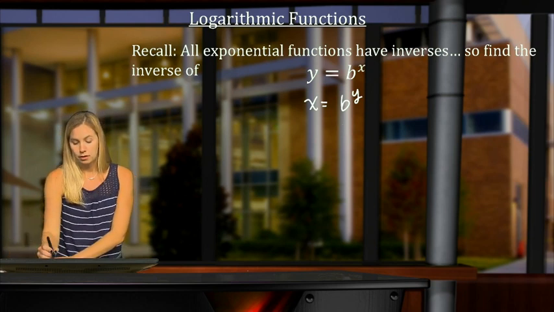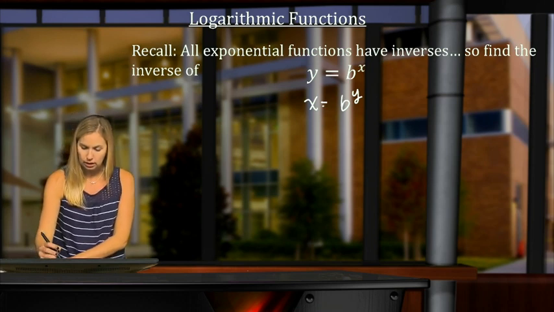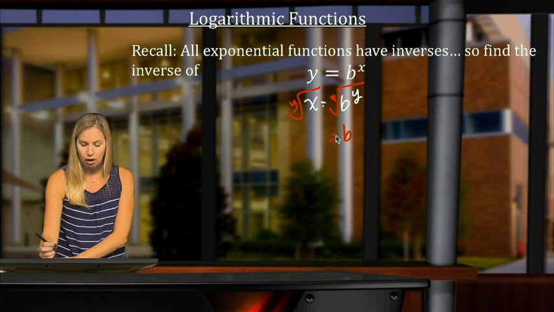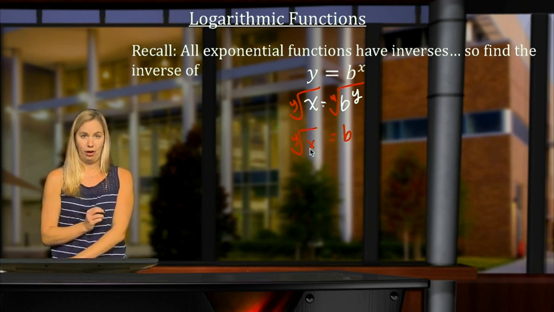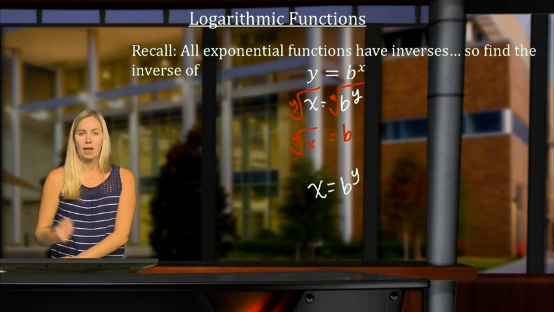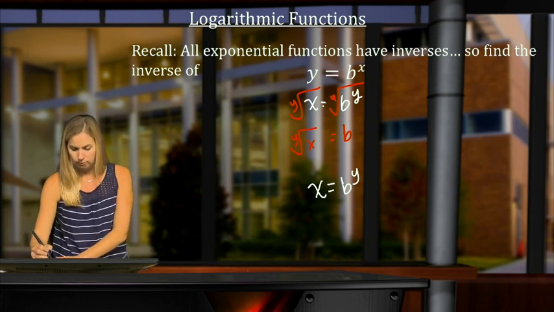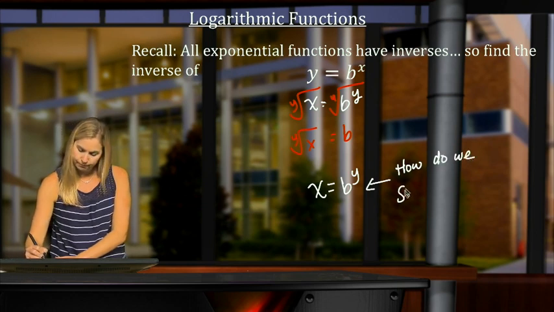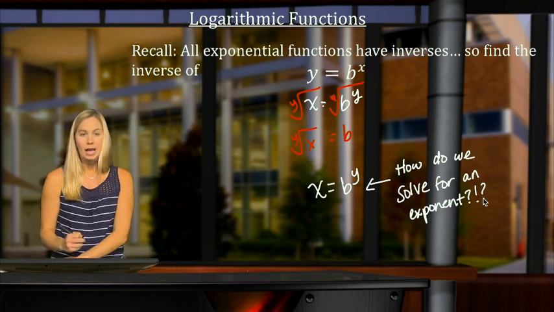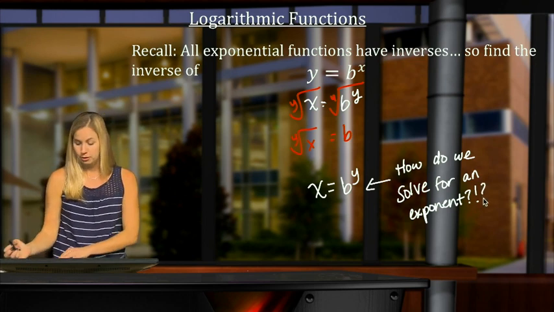We take the square root. Since this has a power of y, we think about, okay, well, let's take the yth root of both sides. But even that, although that gets b by itself, it doesn't get y by itself. So now we're still stuck with this expression that x equals b to the y, and I want to know, how do I solve for that exponent? The answer to that is using logarithms.